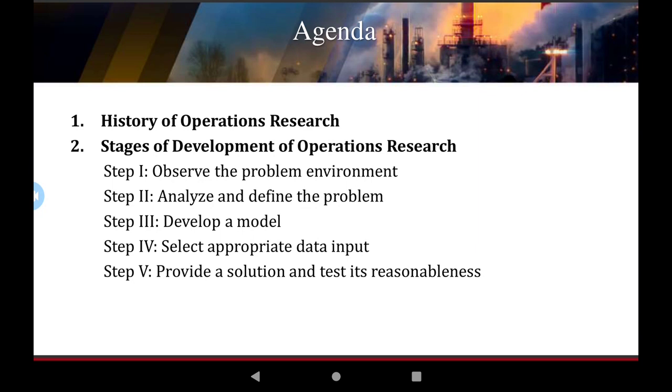The first step is to observe the problems of the environment. The second step is analysis of the problems: what is the problem, what is the actual problem. Analyze and define the problem, find out the exact problem. This is the second step of operation research, and the third step is to develop a model.